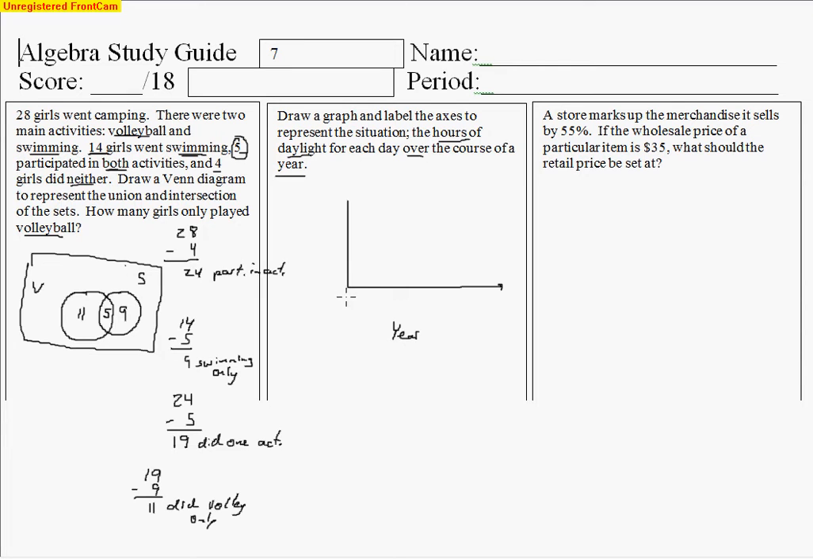I'm going to add in maybe starting in December, and then maybe halfway through here is June, and then back to the end would be November, and then December again. So this is my x-axis, that represents the year, and my y-axis I'm going to represent with hours of daylight. So I'm going to say that in December we don't have very much daylight, maybe 8 hours or so, depending on where you live.